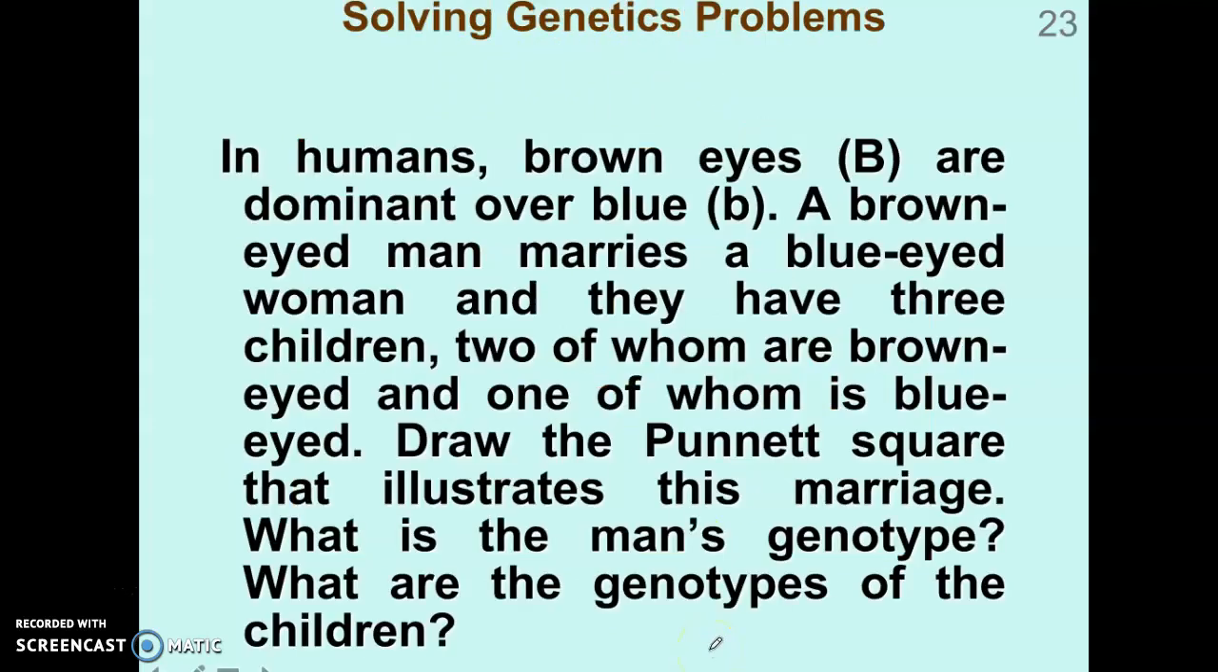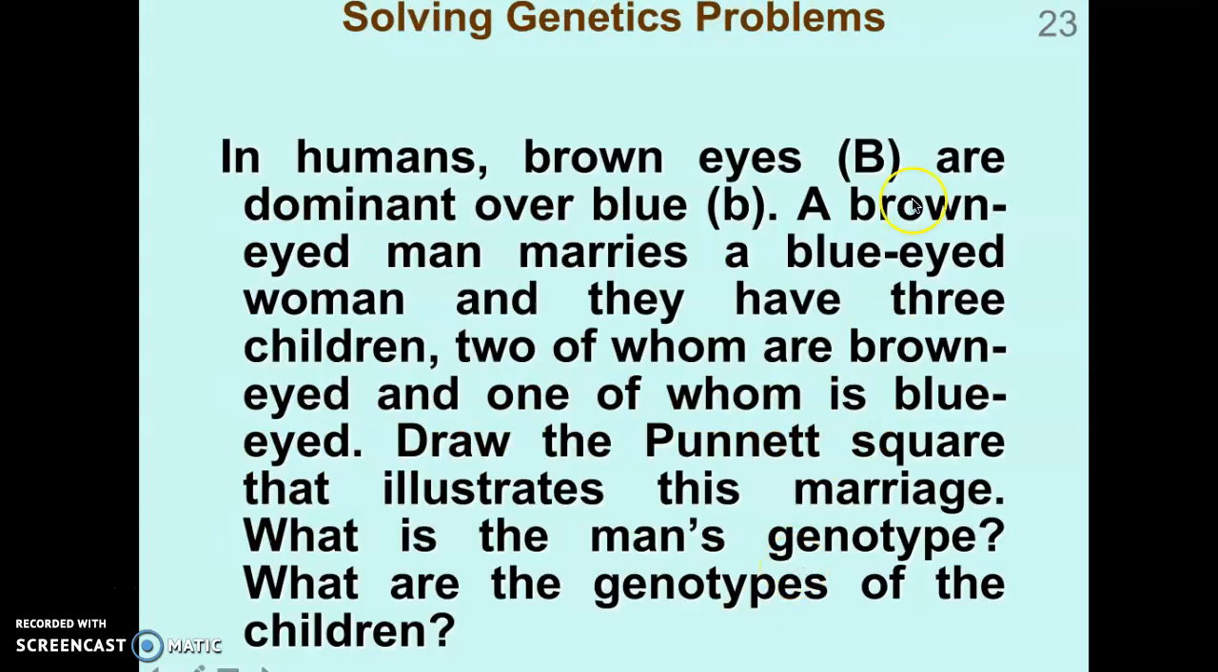So here's another example. In humans, brown eyes, or big B, are dominant over blue eyes. Eye color is much more complicated than that, but we're just going to go with this basic scenario. A brown-eyed man marries a blue-eyed woman, and they have 3 children, 2 of whom are brown-eyed and 1 who is blue-eyed. Draw a Punnett square that illustrates this marriage. What is the man's genotype? What are the genotypes of the children?